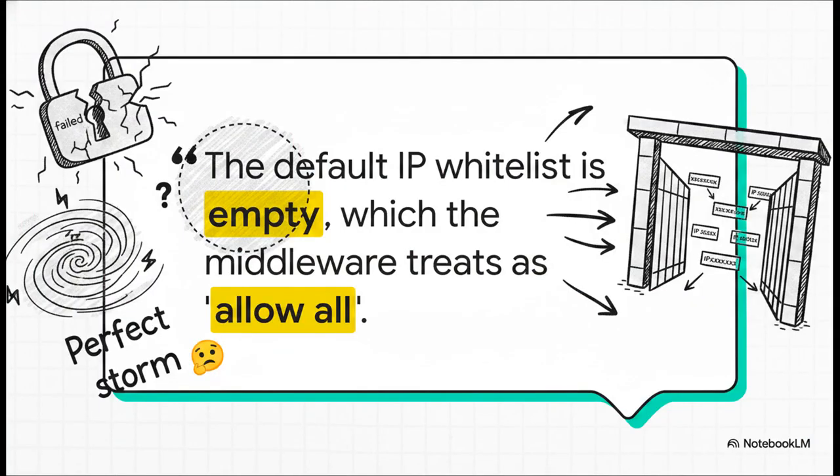And if you thought that was bad, this is where it gets so much worse. This quote right here from the official disclosure says it all. That IP whitelist, the only thing protecting that vulnerable endpoint, by default, it's completely empty. And you'd think an empty list would mean deny everyone, right? Nope, it fails open. It treats that empty list as a green light for the entire internet. It's literally the perfect storm for an attacker.